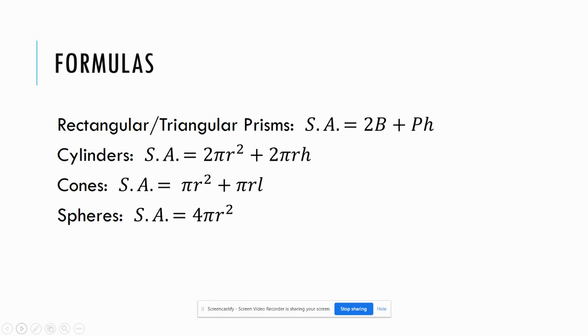So just a quick recap of all the formulas that we've talked about so far. I would suggest that you pause this and write them down on the same sheet of paper so you have all of them with you at once. But remember, for both the types of prisms that we've dealt with, 2 times the area of the base plus the perimeter of the base times the height. We've got cylinders: 2 times pi times the radius squared plus 2 pi r h. For the cones, surface area is pi times your radius squared plus pi times your radius times your slant height. And then today we talked about spheres: 4 times pi times the radius squared.